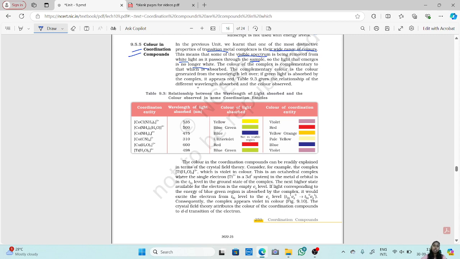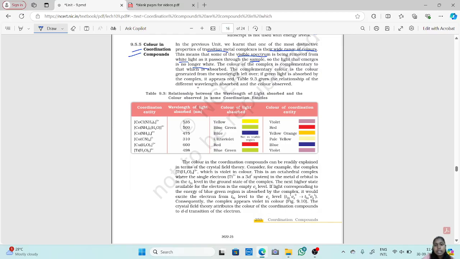So the color which is absorbed, that same color is seen in the compounds. Now the complementary color is the color generated from the wavelength left over. If green light is absorbed by the complex, it appears red. Now this is the complementary color system. If green is there, then the color will be red. There are complementary colors.